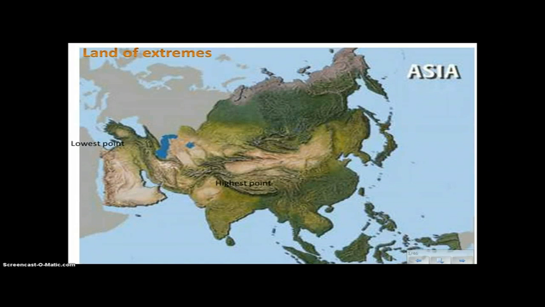Asia is known as the land of extremes. It has the highest point, Mount Everest, to the lowest point, the Dead Sea, over in Israel. It has some of the wettest areas down here over in Southeast Asia, and some of the driest areas in Southwest Asia. And it of course has mountainous areas and then plains areas as well.